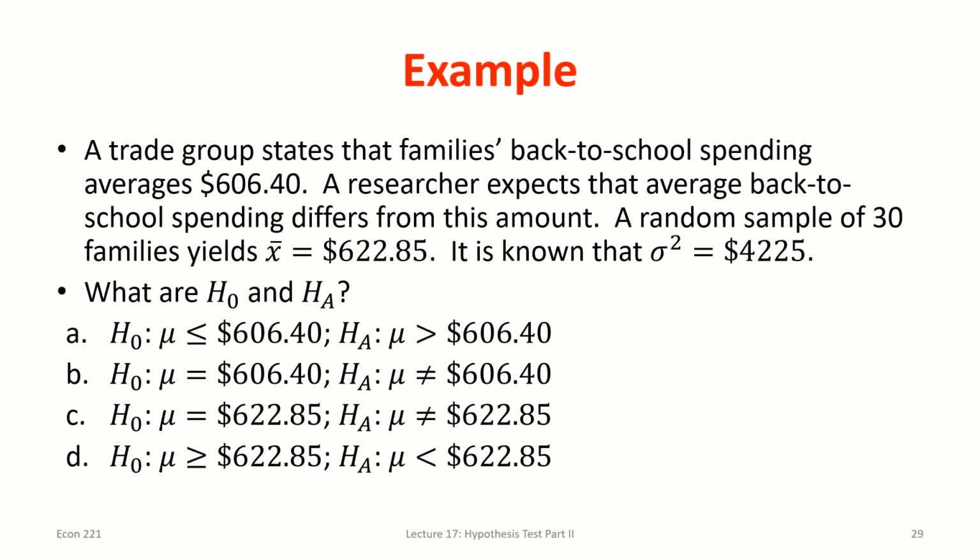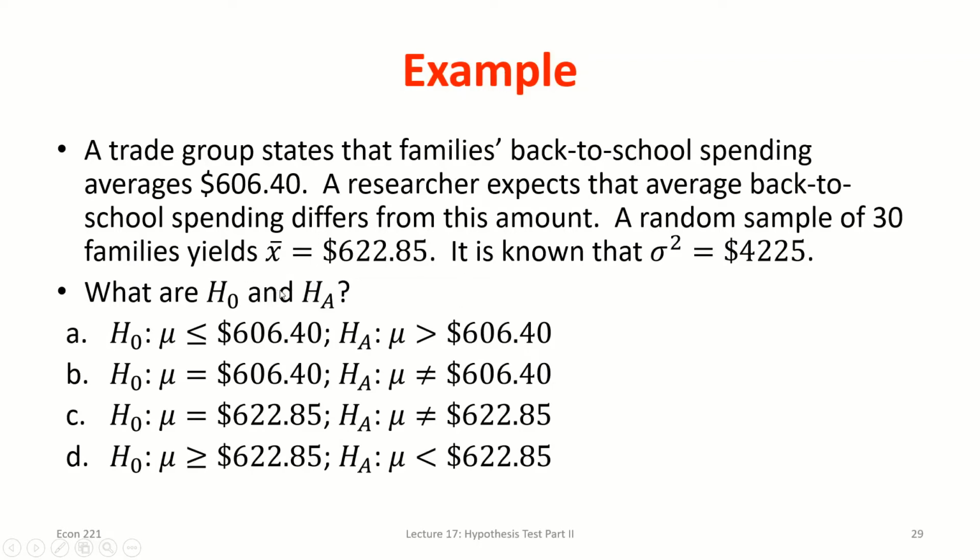All right, so let's go through one more example. This one, I'm going to give you an example of a two-tailed test, so it might be pretty easy to figure out what the null and alternative is, me telling you that. But let's say some group says back to school spending averages $606.40. You don't really believe this, or you're skeptical, so you take a sample of 30 families and you find a sample mean that's a little bit higher, 622. You know somehow the population variance in school spending from historical data or something.